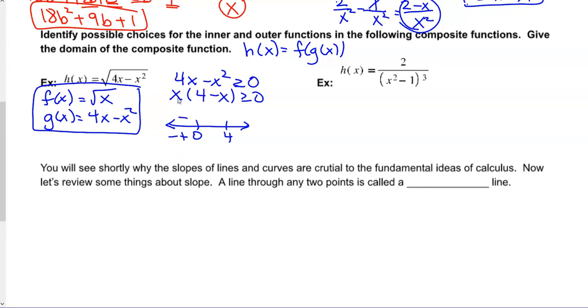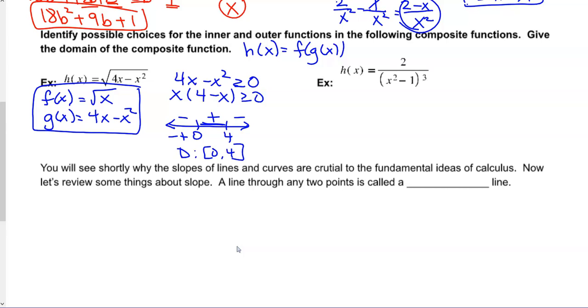Now, no double roots. Therefore, I can alternate each one of these sections as minus, plus, minus. And so, what section or sections do I want? I want the ones greater than or equal to 0, which is this guy right here. Therefore, my domain, including 0 and 4, would be from 0 to 4, including with those brackets. Okay? All right, very good.